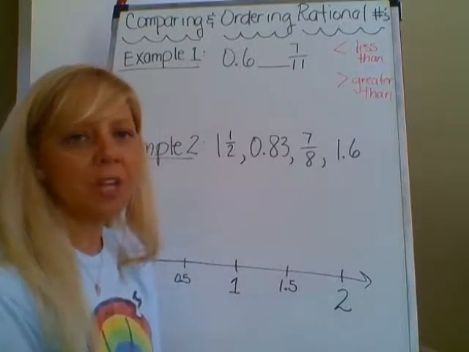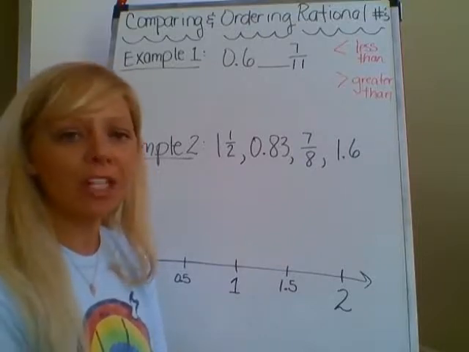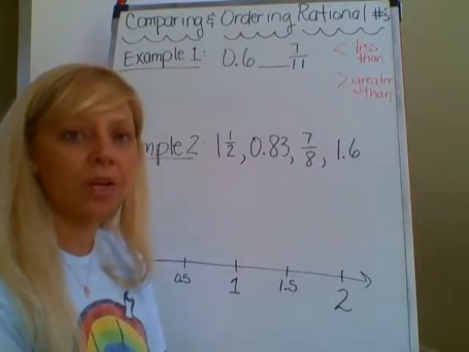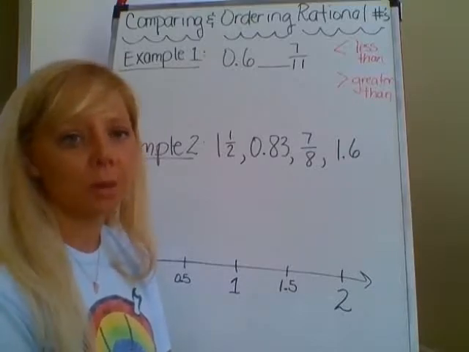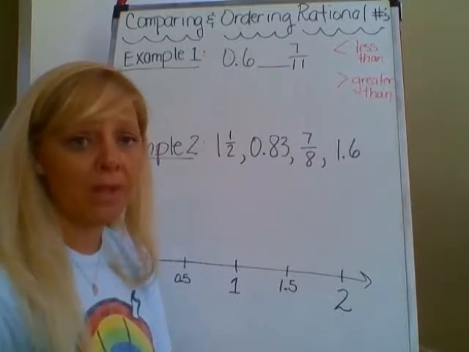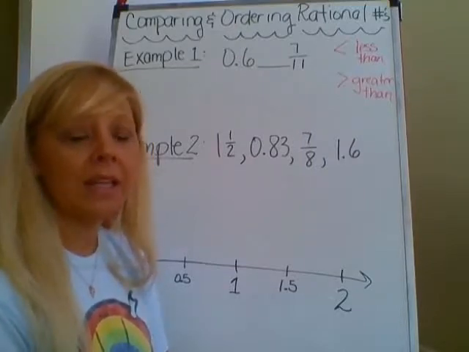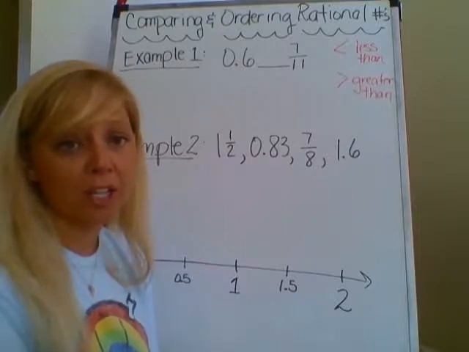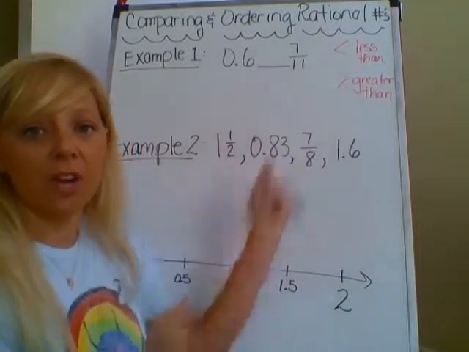In this mini lesson, we're going to talk about comparing and ordering rational numbers. And remember, a rational number is any number that is a whole number, a decimal, a positive, or a negative number, which we haven't talked about positive and negatives yet, but that's what a rational number is. So it's anything that can be written as a decimal or a fraction. So we're going to compare them by using our less than or greater than symbols.